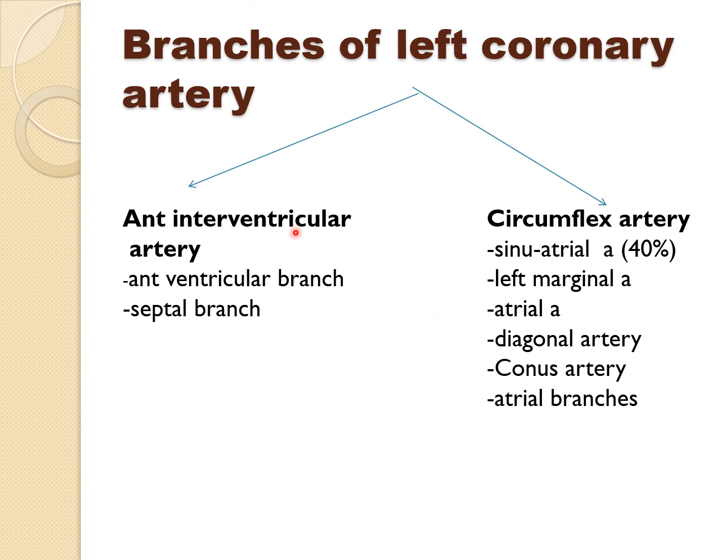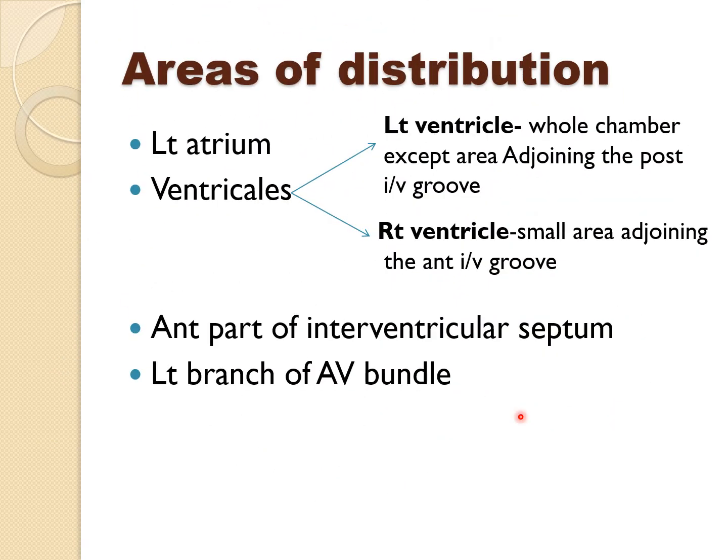Now branches of this left coronary artery: anterior interventricular artery, anterior ventricular branch, septal branch. Circumflex artery gives sinoatrial, left marginal artery, atrial artery, diagonal artery and conus artery, and atrial branch of this left coronary artery. Now area distribution of the left coronary artery: at the left atrium, ventricle, the left ventricle whole chamber except the area adjoining this posterior interventricular groove, right ventricle small area adjoining the anterior interventricular groove, anterior part of this interventricular septum and left branch of this AV bundle.